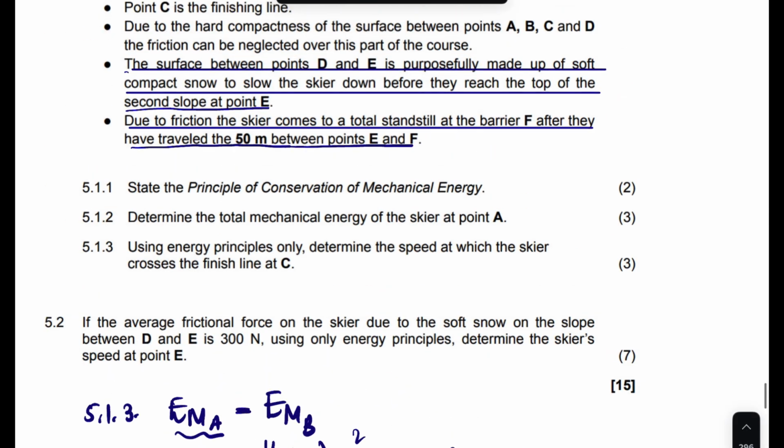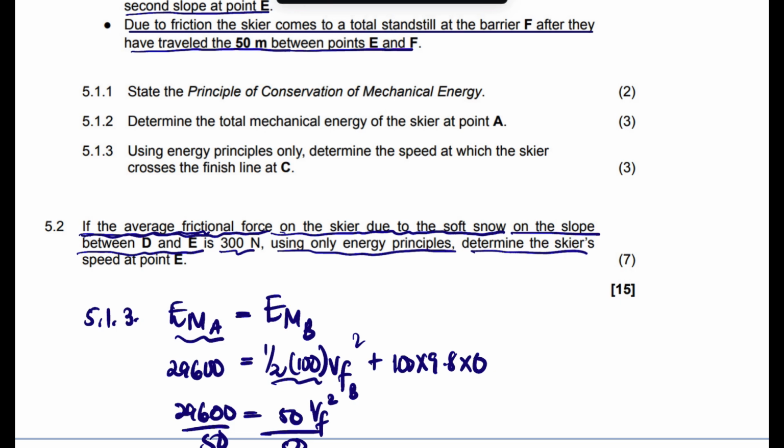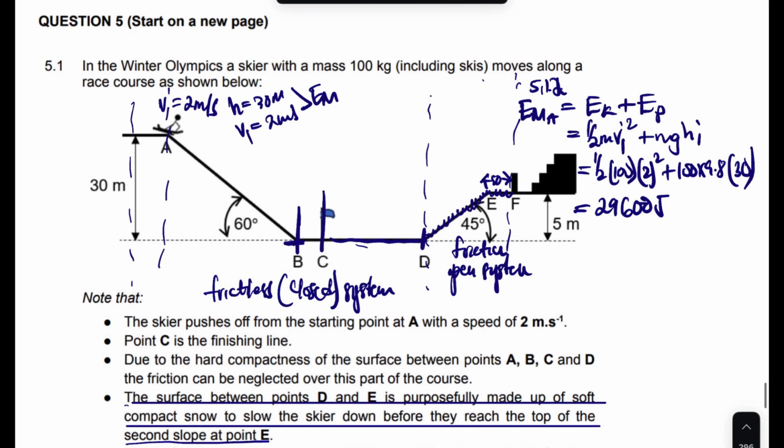Right, let's go to the last question. It says, if my reading skills are poor, if the average frictional force on the skier due to the soft snow on the slope between D and E is 300, use the energy principle to determine the skier's speed at E. So guys, we are told that the friction here is 300 newtons.